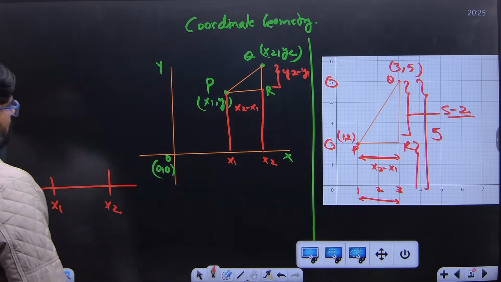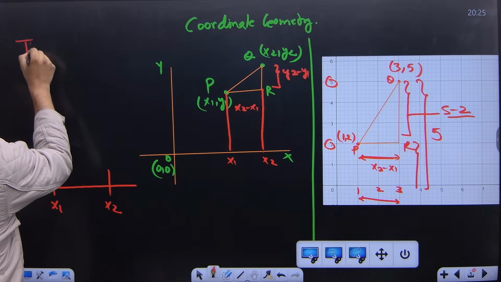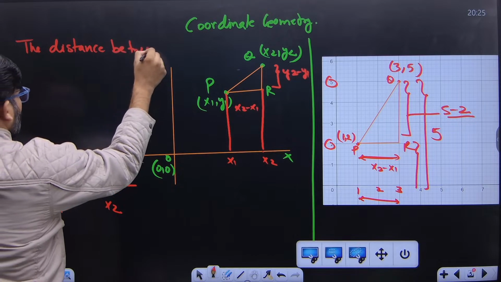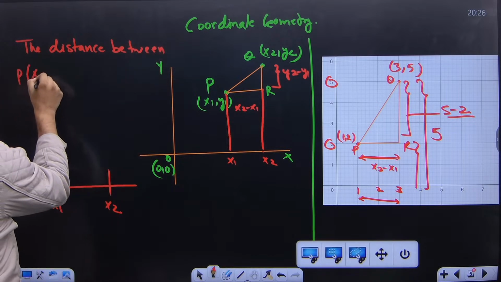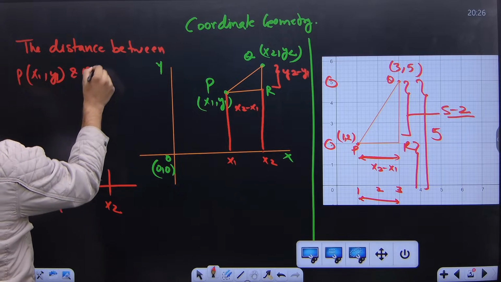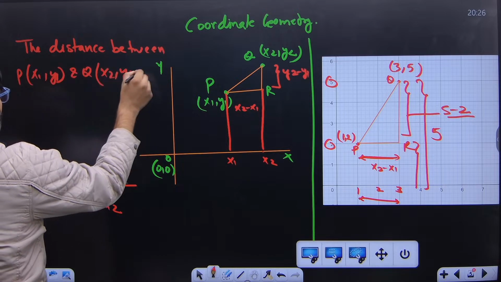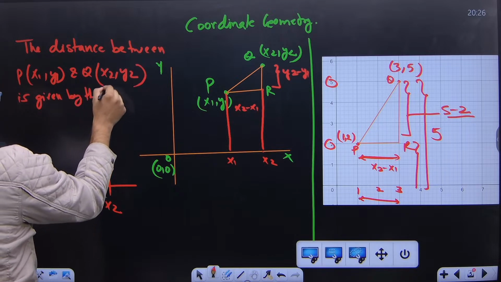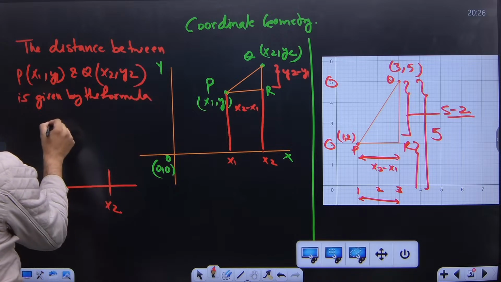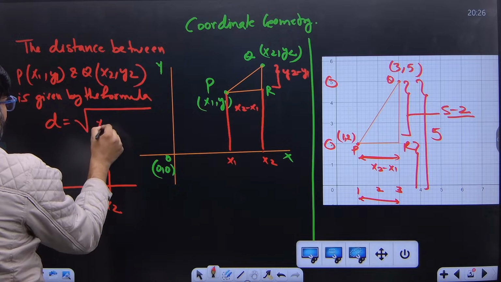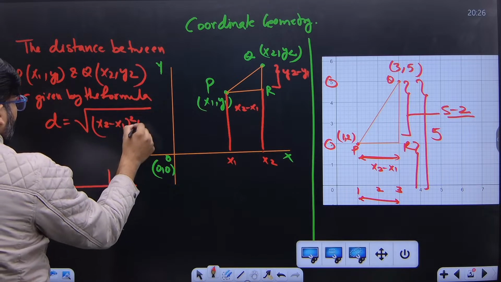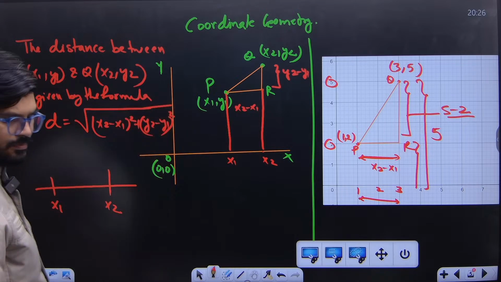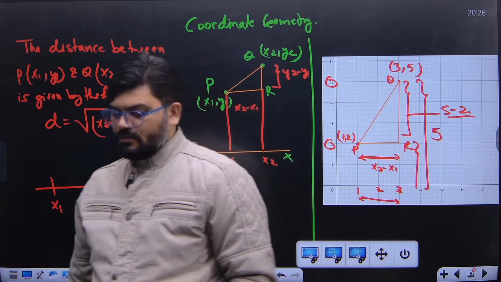Now suppose I ask you, what is PQ? So you will write: the distance between P (x1, y1) and Q (x2, y2) is given by the formula. What is the distance? Under root of (x2 minus x1) whole square plus (y2 minus y1) whole square. Understood? Please note this down.